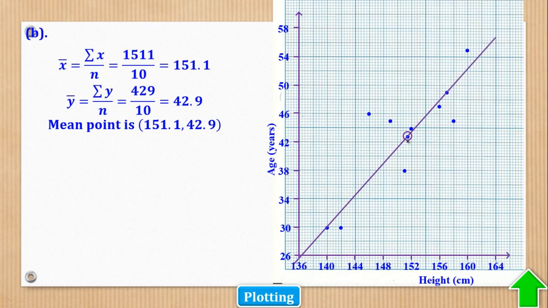So let's see if it fulfills them. One, it passes through the mean point. That is the first condition. Two, it must pass through any other one or more points plotted. So it has that, it passes through that. So the second condition is fulfilled. Three, it must leave equal or almost equal points on either side. So this is side one: 1, 2, 3, 4. So here there are 4 points left. What about this side? 1, 2, 3, 4. So 4 points. So all the 3 conditions have been fulfilled, meaning the line of best fit is okay.